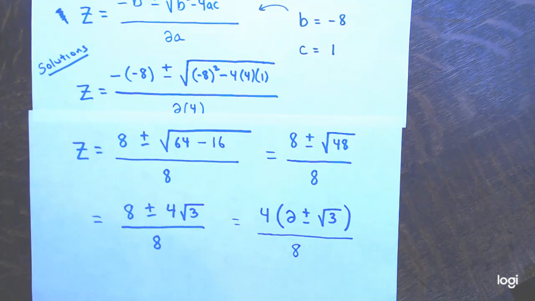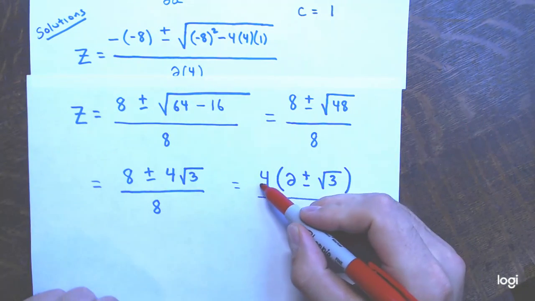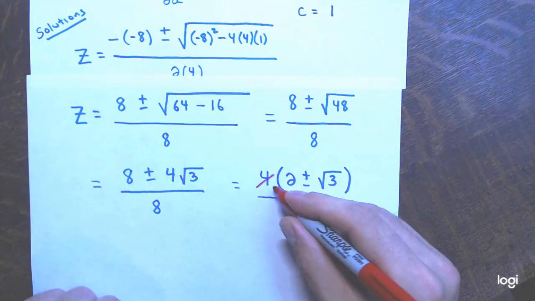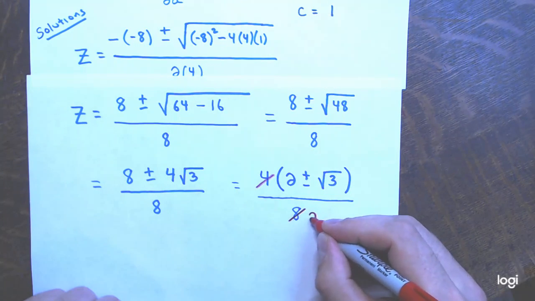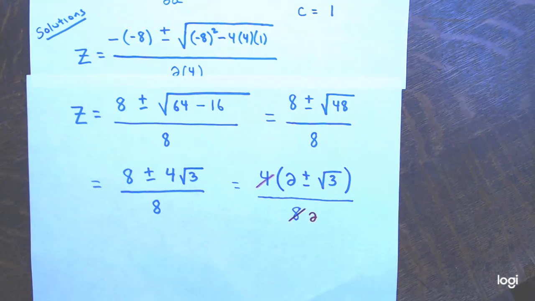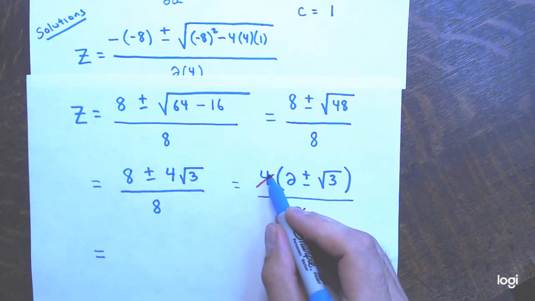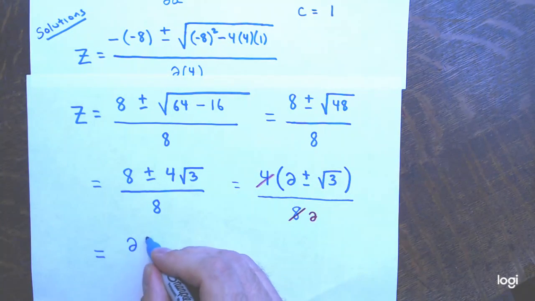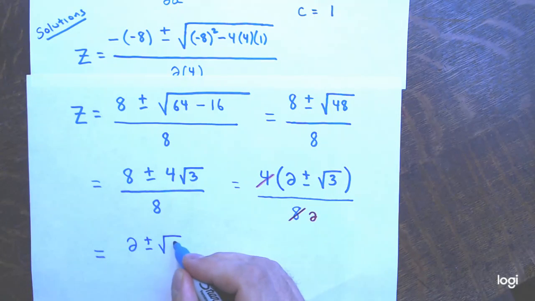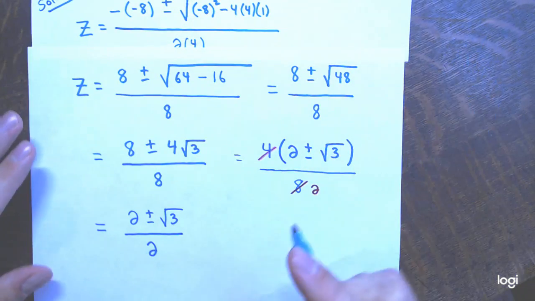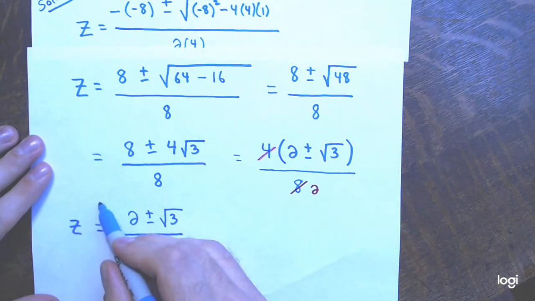And then you have a common factor in the numerator and denominator. The 4 goes into 4 once, and 4 goes into 8 twice, so you have a factor of 2 left over in the denominator. So when I remove the factor of 4, there's 2 plus or minus the square root of 3 in the numerator, divided by just 2 in the denominator. And you can leave it like this if you wish. I could say z is equal to these.